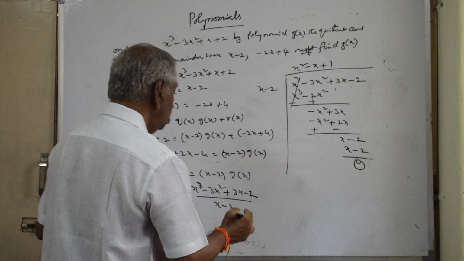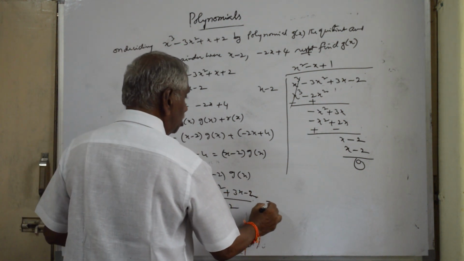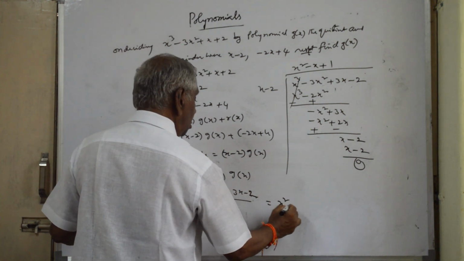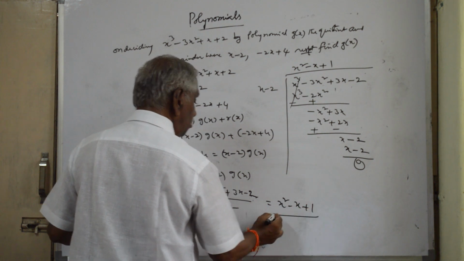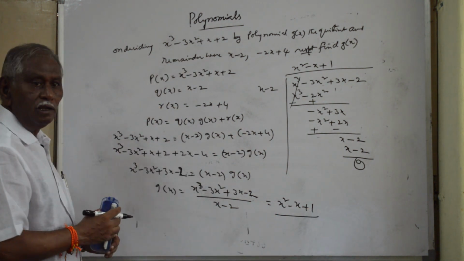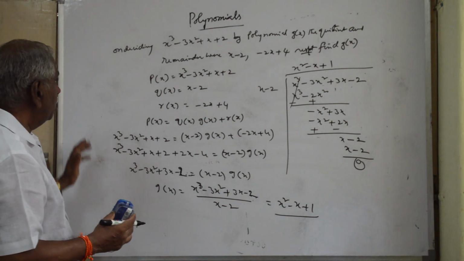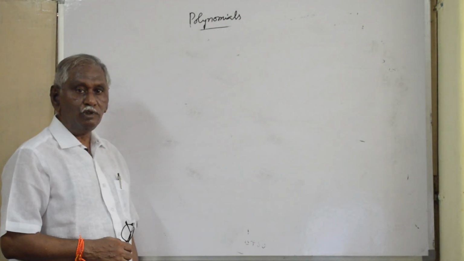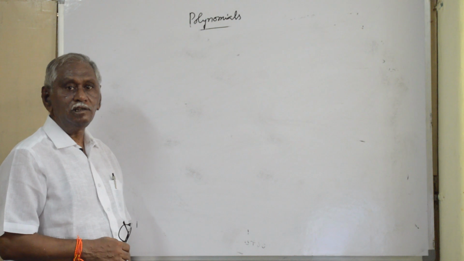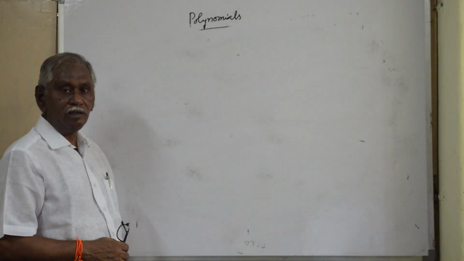So the quotient g(x) is equal to x square minus x plus 1. This is the way how to find the quotient of a polynomial. The chapter is over. Now let us start quadratic questions. Next one.